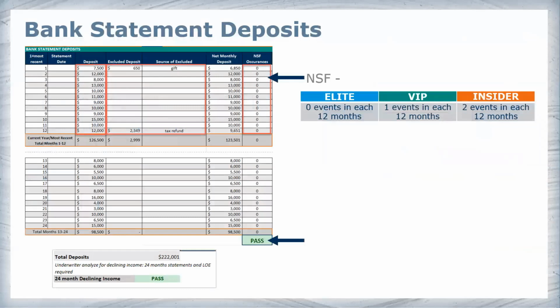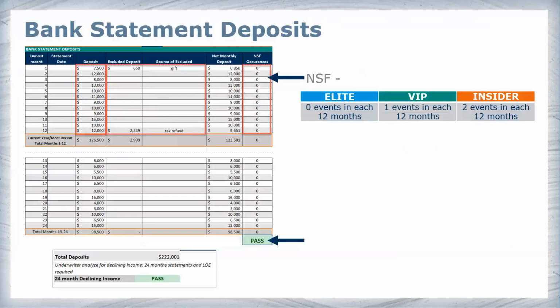Let's look at the bank statement deposits. And remember, we have our 3 different categories. Your elite, and that's if there's 0 NSFs in each 12 months. Your VIP, if there's 1 NSF event in each 12 months. Or your insider, that has 2 NSF events in each 12 months. Bank statements 1 through 12 are the most recent year, and 13 to 24 are then the second year.